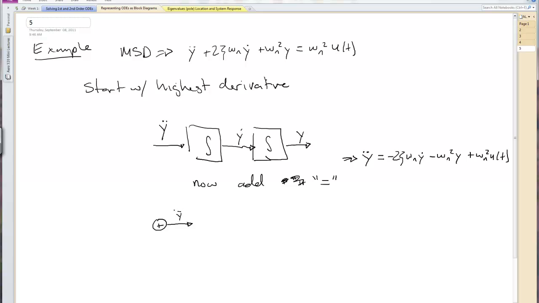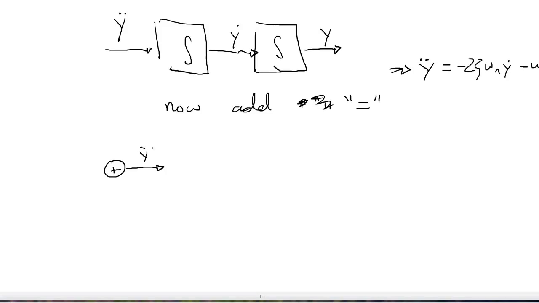And so I've got y double dot. Let me clean that up a little bit. Integrate, and out comes y dot.